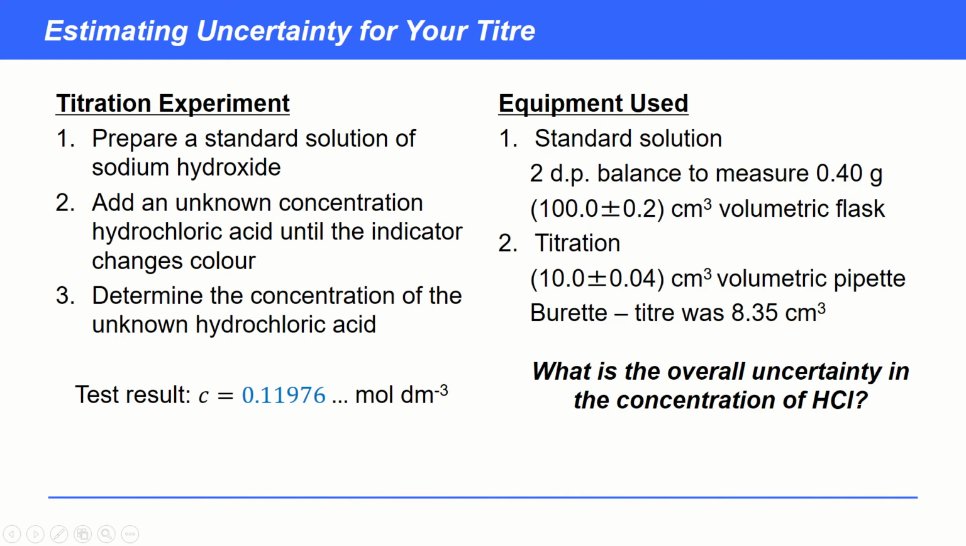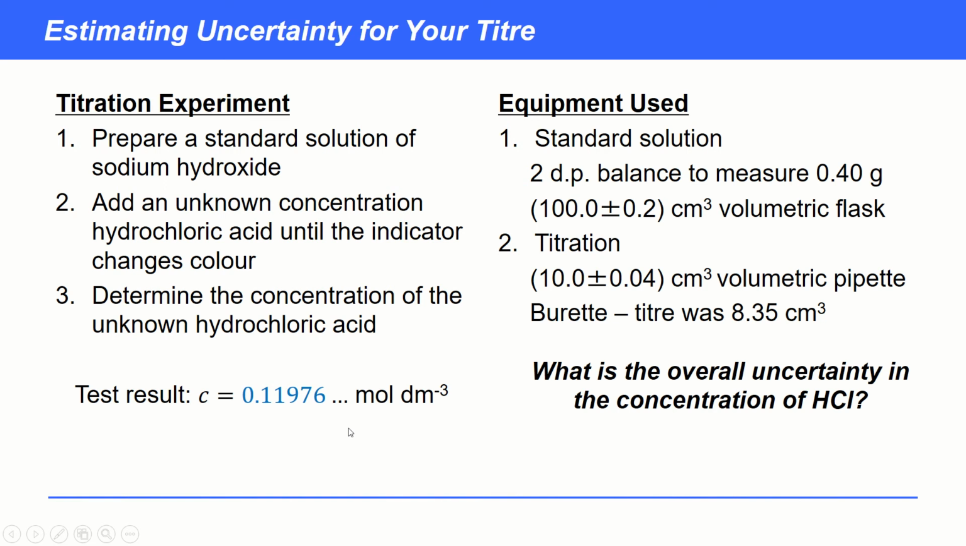So the equipment that we've used to make our standard solution: we used a 2 decimal place balance to measure a certain mass of sodium hydroxide. We then used a 100 centimeter cube volumetric flask. In the titration, we used a 10 centimeter cube volumetric pipette to take out a portion of our standard solution, and then we used a burette to measure the titre, which was 8.35 centimeters cubed.